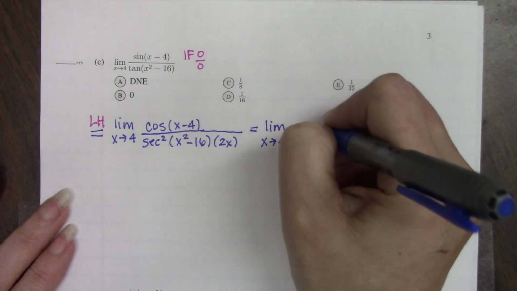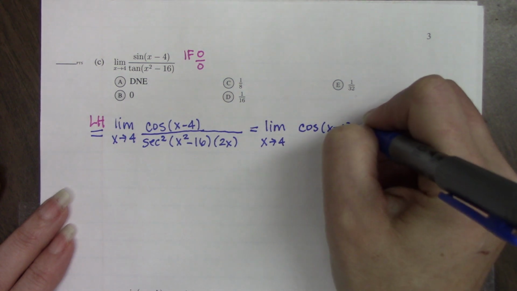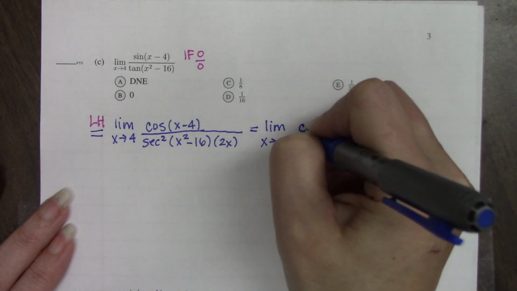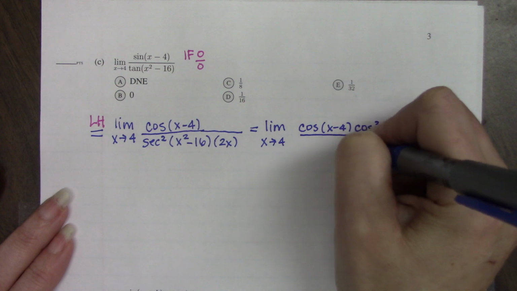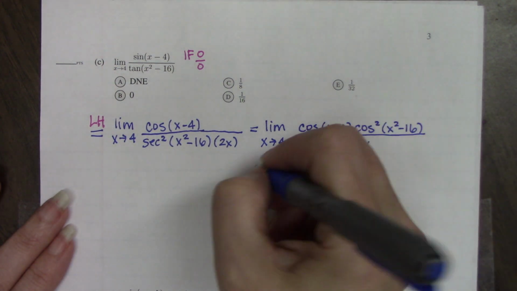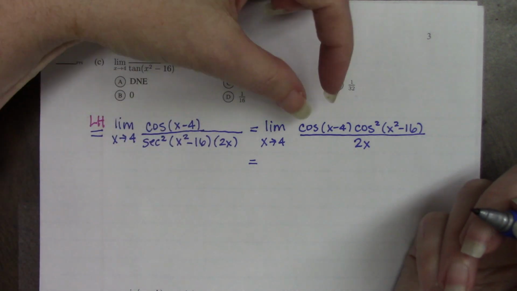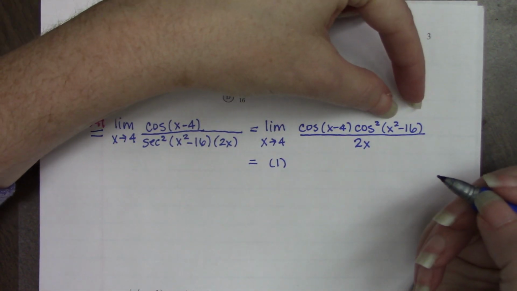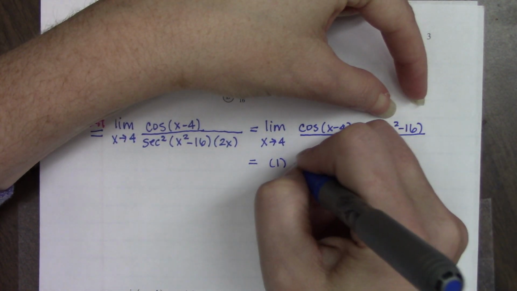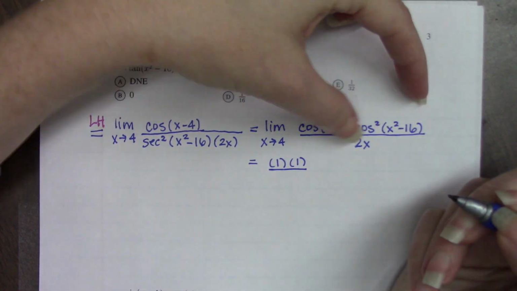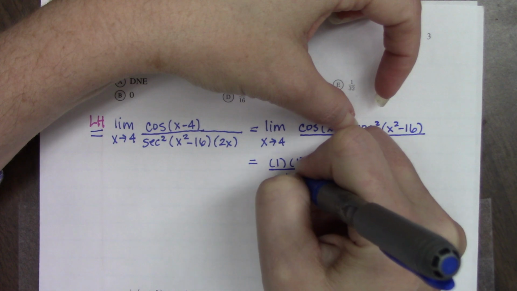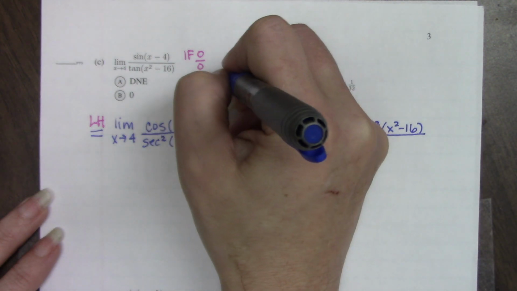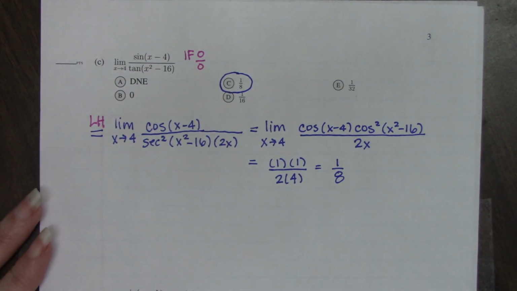So I now have cosine of (x minus 4) times cosine squared of (x squared minus 16), and then that simply leaves my 2x in the denominator. So if we attempt direct substitution here, when we plug in 4, we're going to get cosine of 0, which is 1. When we plug 4 in here, we're going to get cosine squared of 0, which is 1. And when we plug 4 into the denominator, we're going to get 2 times 4, which is going to work out to be 1/8. So C is 1/8, and that is the answer that I would choose.